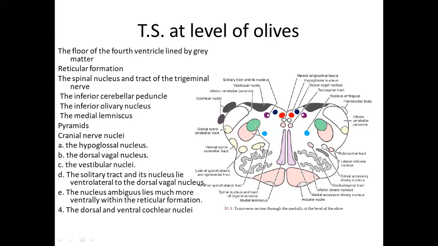And apart from this, we have the anterior and the lateral spinothalamic tract carrying the crude touch and the temperature sensation, which will be forming the spinal lemniscus at the higher level. Then we have the ventral spinocerebellar and the dorsal spinocerebellar tracts, and we have the inferior cerebellar peduncle. So these are the features which you will see at the level of the olives.